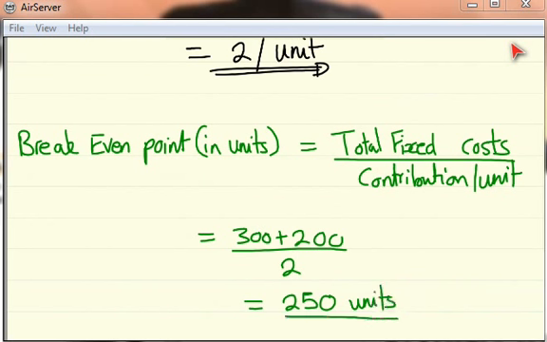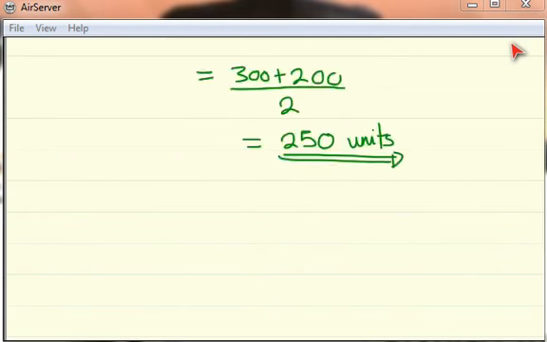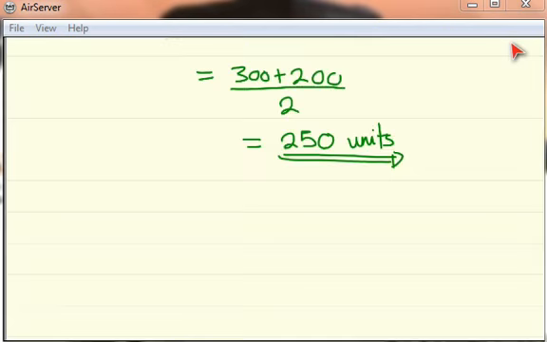So if they sell 250 units, this company is not going to make a profit or a loss. It's going to break even. Its revenues will be equal to its costs. So if you want, profit is equal to 0, or if you're pessimistic, loss is equal to 0. Right, so the next thing that I'm going to do here is now calculate the profit if Basket Limited sells the expected number of units.